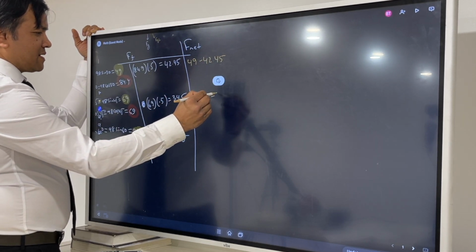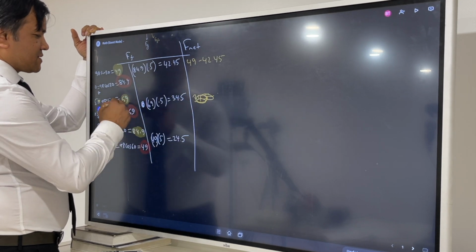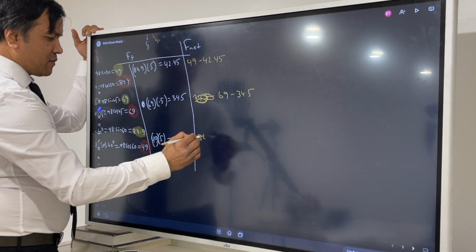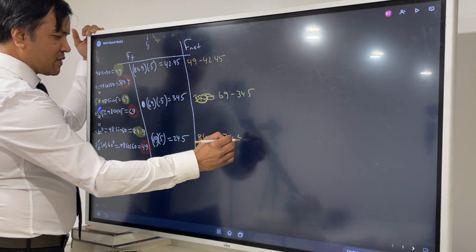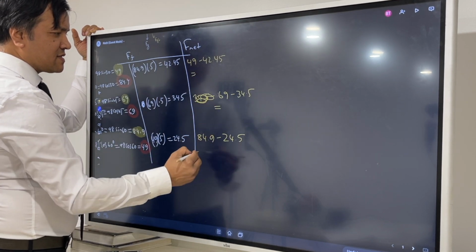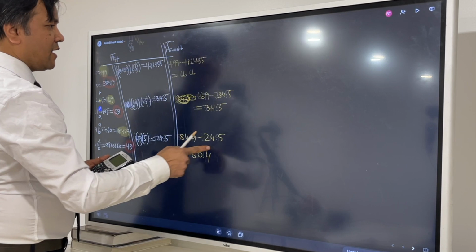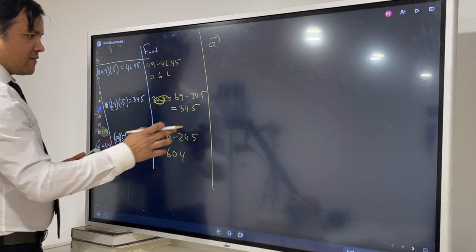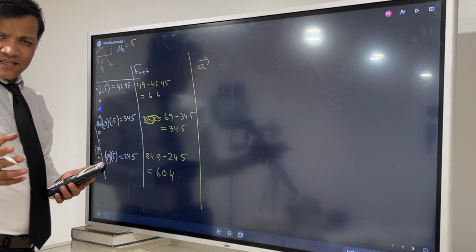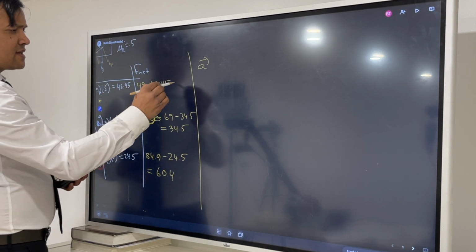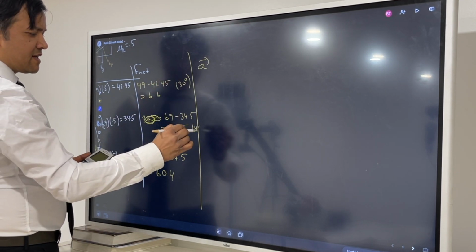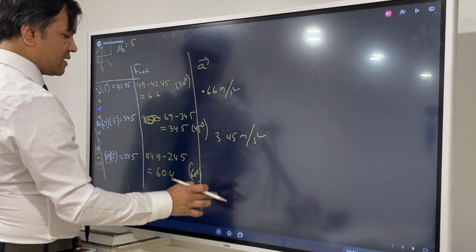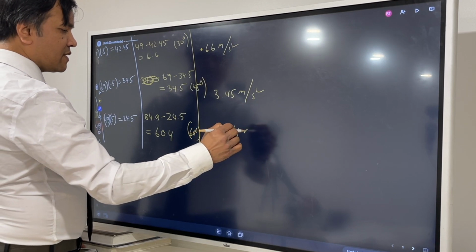34.5 minus, 69 minus 34.5, 84.9 minus 24.5. So these give 60.4. Now finally we're going to get the acceleration of the box on the inclined plane at 30 degrees, 45 degrees, and 60 degrees: 3.45 meters per second squared, and this one would be 6.04 meters per second squared.